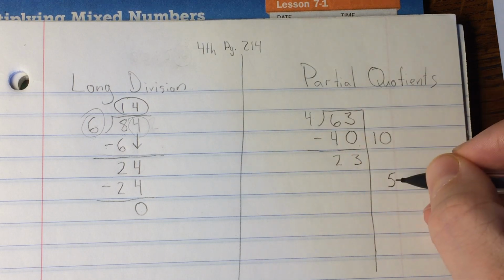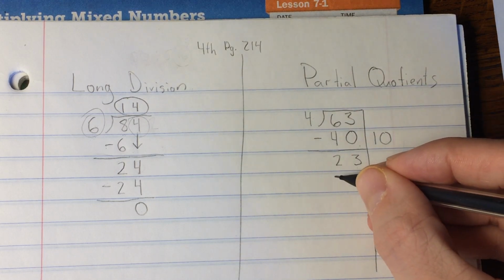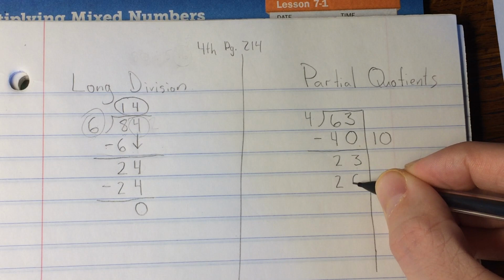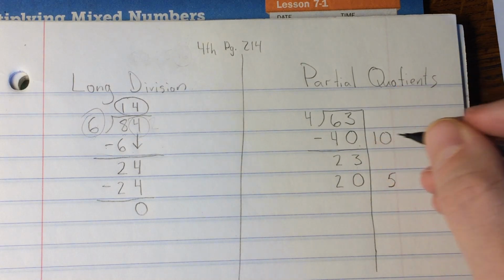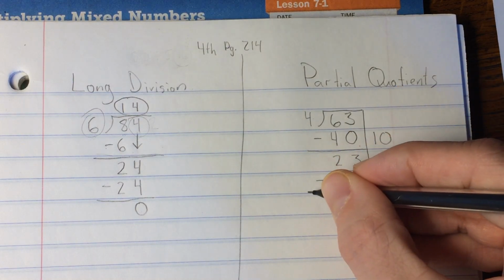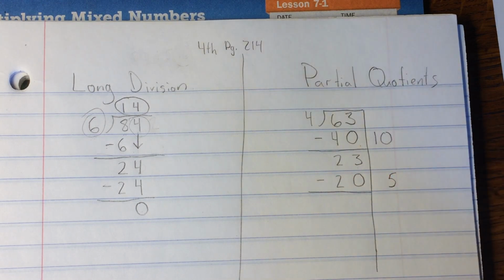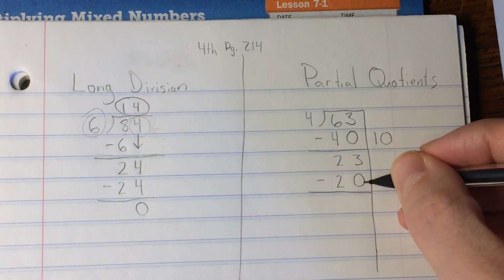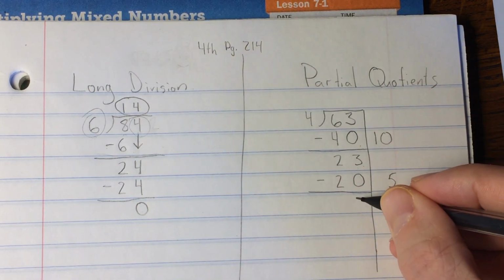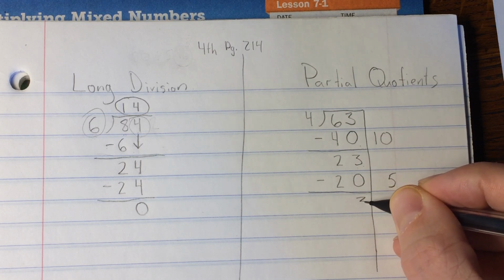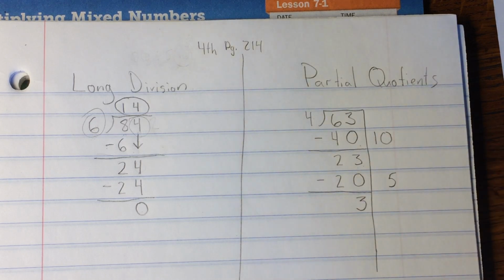Because 4 times 5 is 20. 5, 10, 15, 20. 4 sets of 5. So let's do some subtraction here. What's 23 minus 20? I can recognize right now there's only a difference of 3 here, and I don't have to go through and subtract everything bit by bit. I can just tell there's a difference of 3.